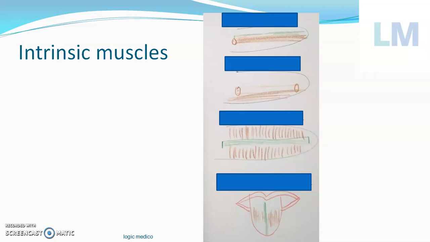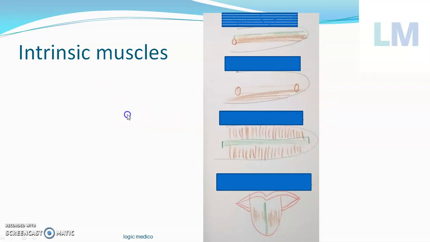So what is the basic difference? Intrinsic muscles are the muscles which are there within the tongue. So they alter the shape of the tongue. They can either shorten the tongue, lengthen the tongue, curl the tongue, uncurl the tongue, flatten the tongue, or make it more dome shaped or convex. Whereas extrinsic muscles are the muscles which begin from one or the other bone of the skull and are ultimately attached to the tongue, changing the position of the tongue.